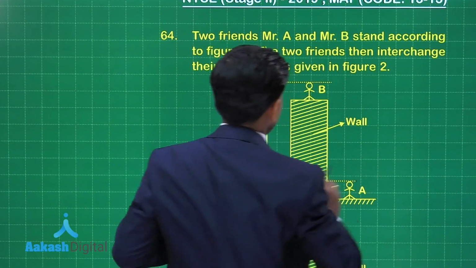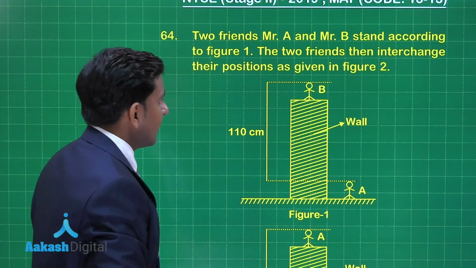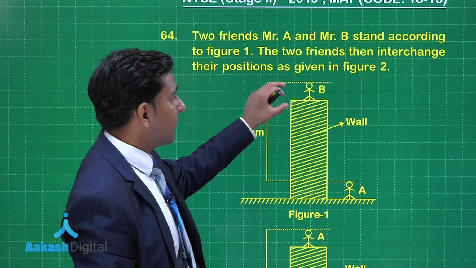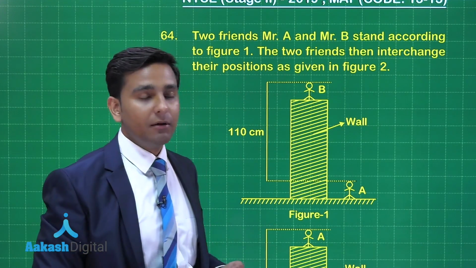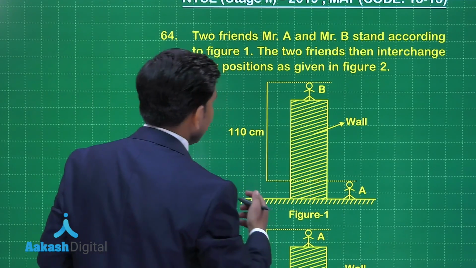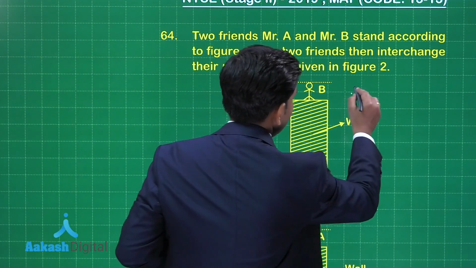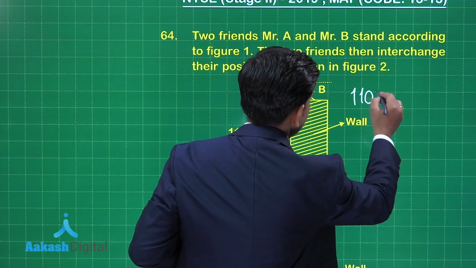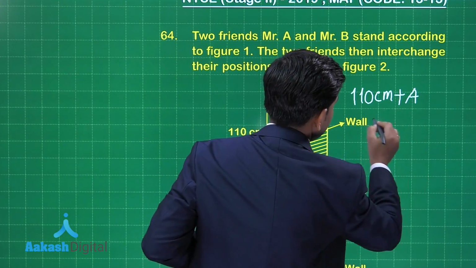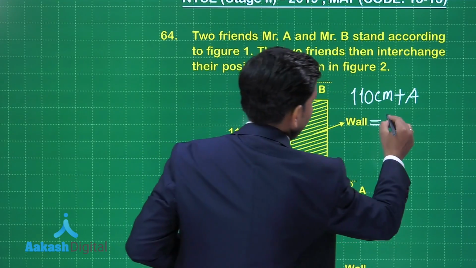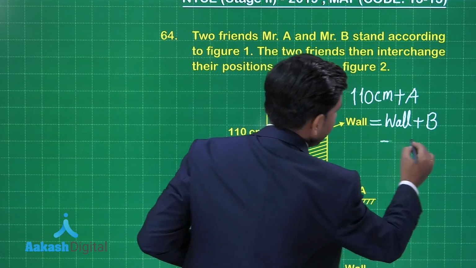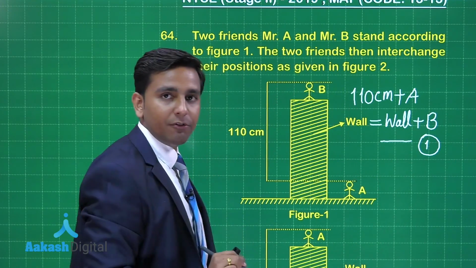So start with figure 1. We are assuming the height of Mr. A is capital A and the height of Mr. B is capital B. So when we look at this figure 1, we can simply conclude here 110 centimeter plus height of person A is equal to the height of wall plus height of Mr. B. Mark this relation as equation number 1.